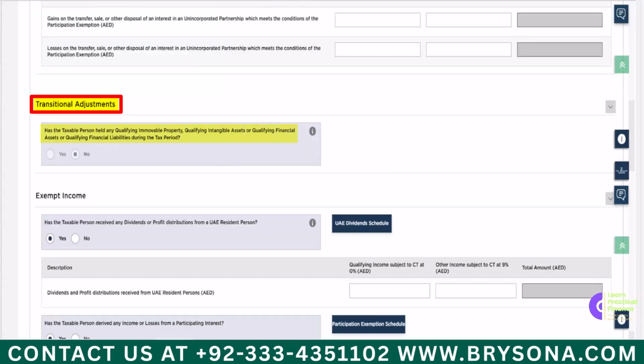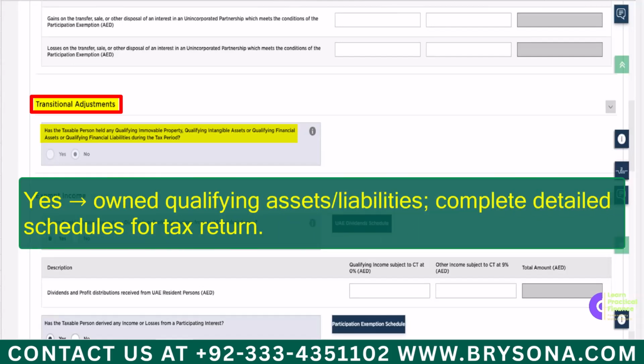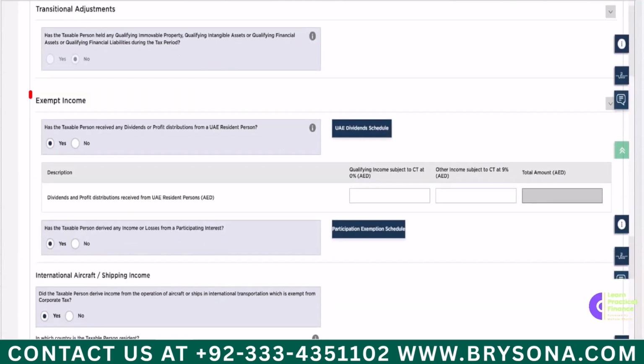The question is, has the taxable person held any qualifying immovable property, qualifying intangible assets, qualifying financial assets, or qualifying financial liabilities during the tax period? You have two options. Answer yes if the company owned qualifying assets or liabilities, then complete detailed schedules for the tax return. Answer no if the company did not own qualifying assets or liabilities, then no schedules or disclosures are required in the corporate tax return. The next section is exempt income.